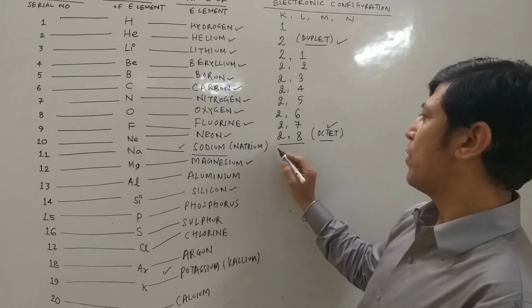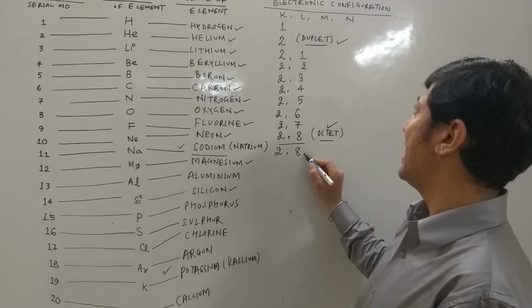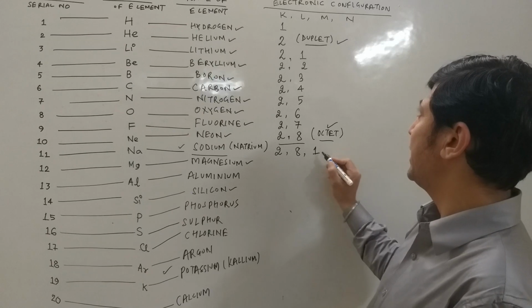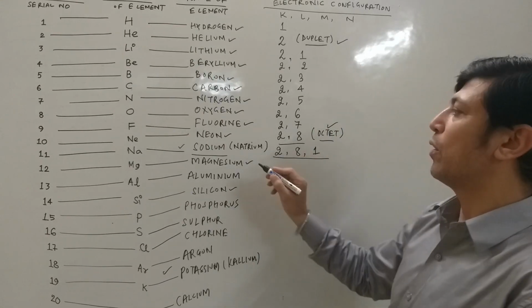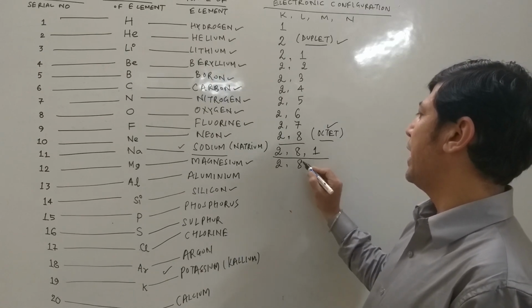Likewise, we'll go for sodium. Can you tell me? K shell will have 2 electrons, L will have 8 electrons, and the remaining 1 electron will go to the M shell. So the configuration becomes 2, 8, 1 for sodium. What will it be for magnesium? It will be 2, 8, 2.